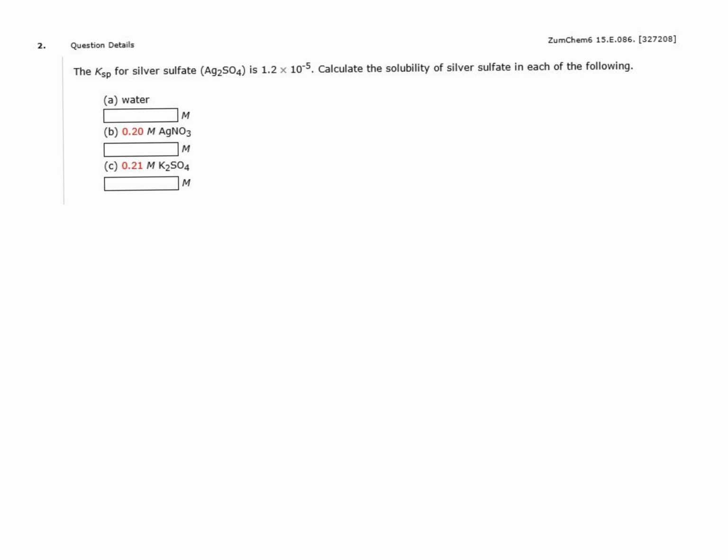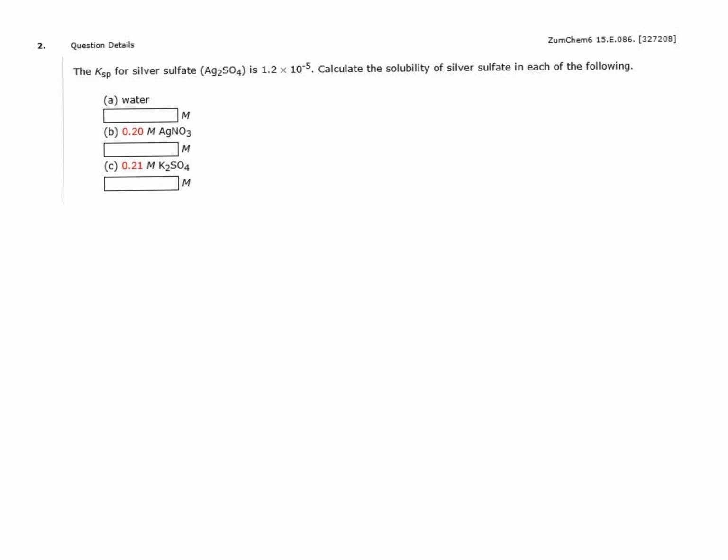Here's a solubility question where they're asking us to really get to the heart of the common ion effect. They're giving us a single salt, silver sulfate, and they give us the KSP value, and they say find the solubility of that salt in each of the following solutions: water, a solution that contains a common ion of silver, and a solution that contains a common ion of sulfate.